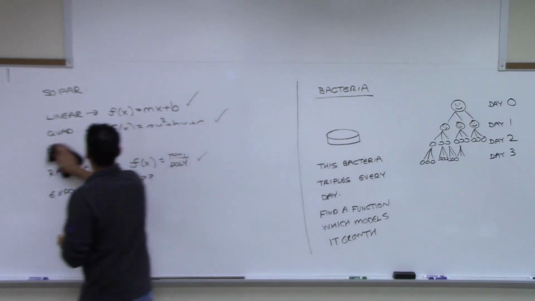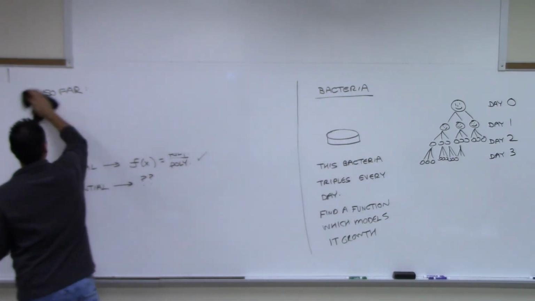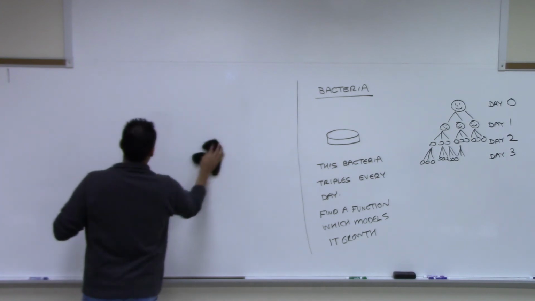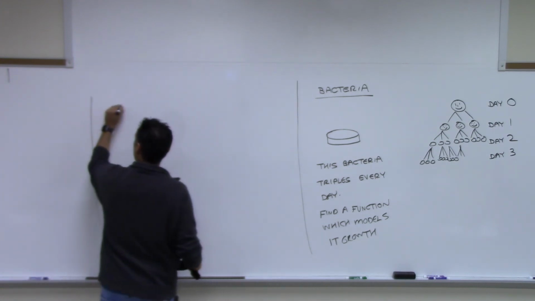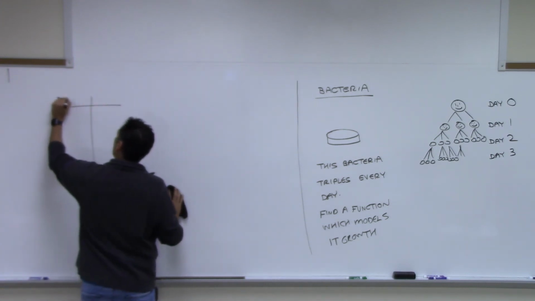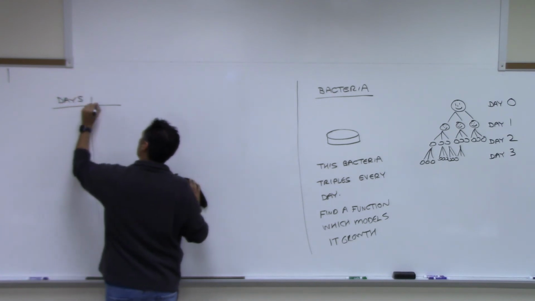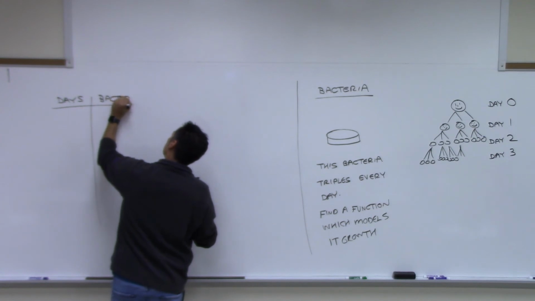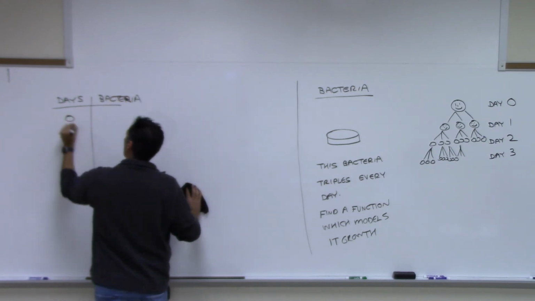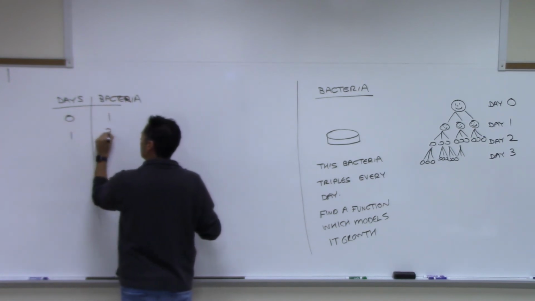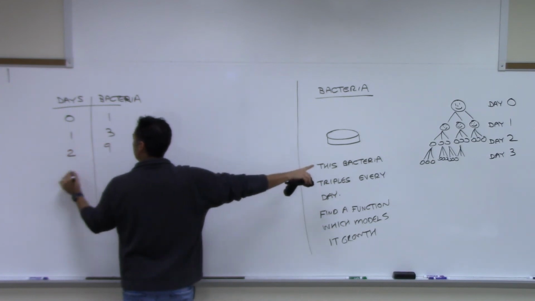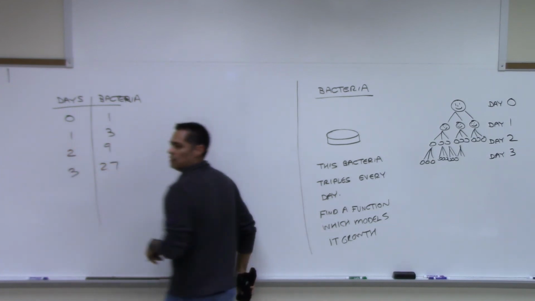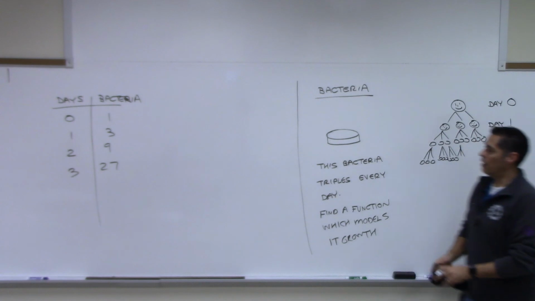Let me draw something other than me drawing bacteria. Let's make a table like this. Let's say this is days, and this is bacteria. On day 0, we had 1. On day 1, we had 3. On day 2, we had 9. And on day 3, we have 27. Right?